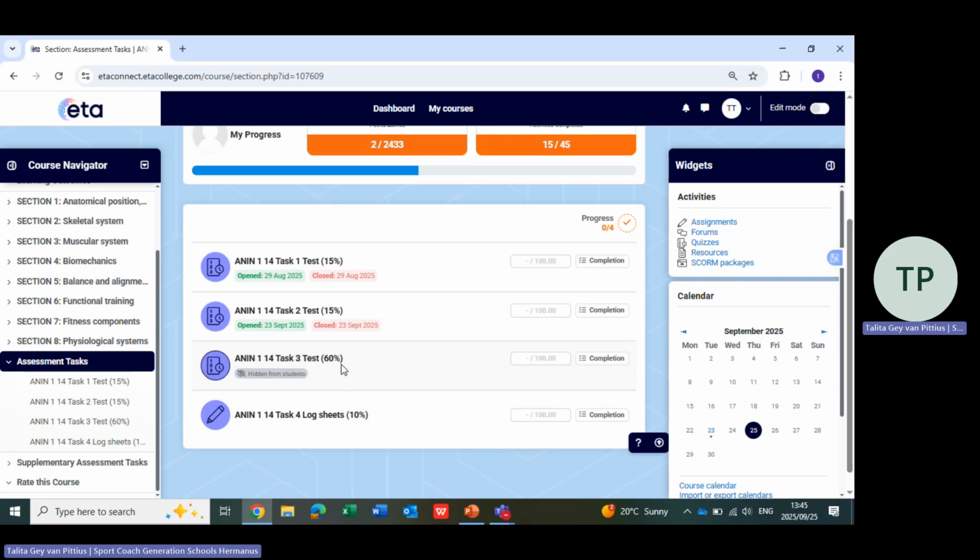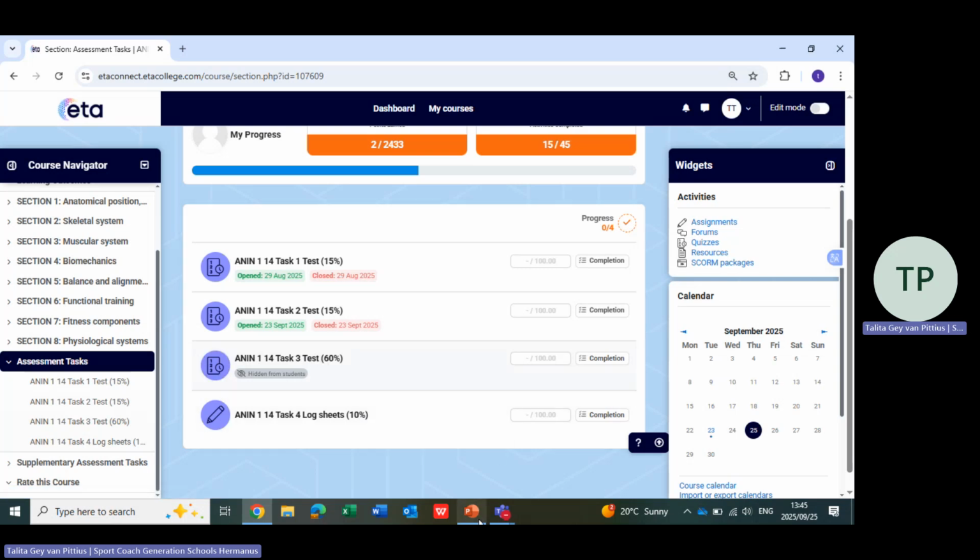This one is 60% of your overall mark for this module. So this one is super important. If you didn't do as well in these two, you can really catch up on your marks here. So I want you to use this to your advantage when you are studying, thinking about your overall mark. It's 60%, so you need to really go for this one.